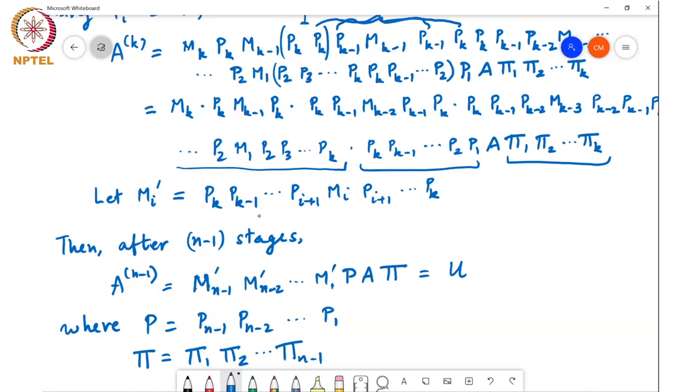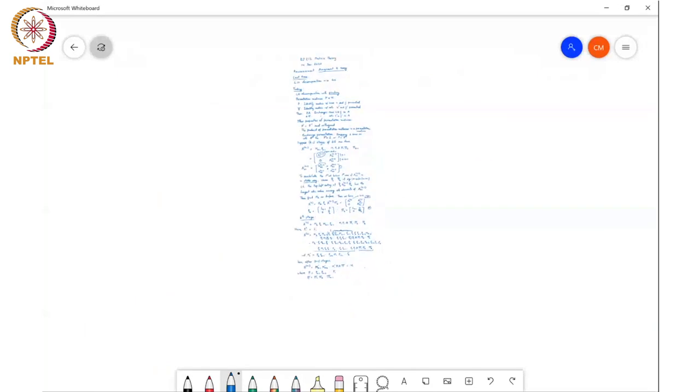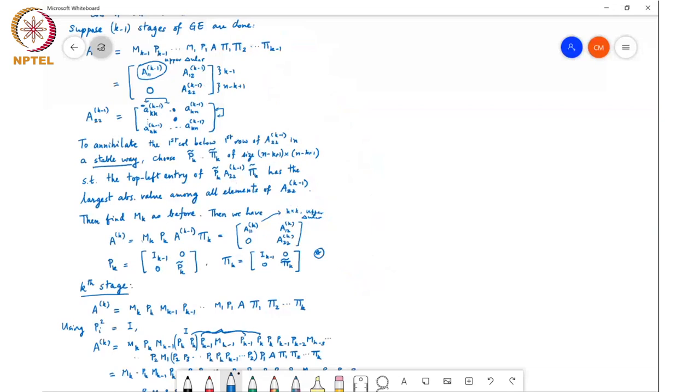So, okay, I think I understand your confusion. So notice that this thing is true for i being less than k. At i equals k, these matrices won't be there. Yeah, so let's maybe clarify this point.